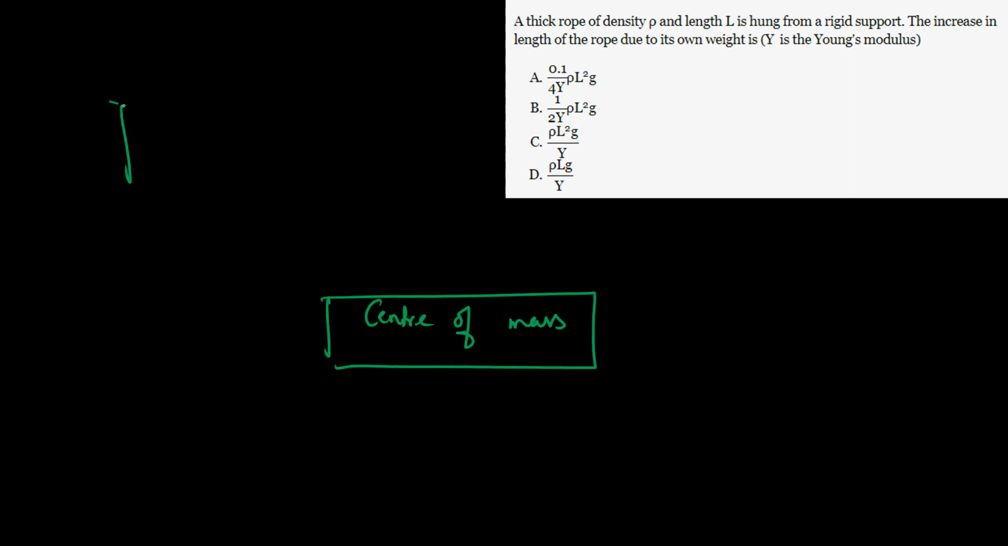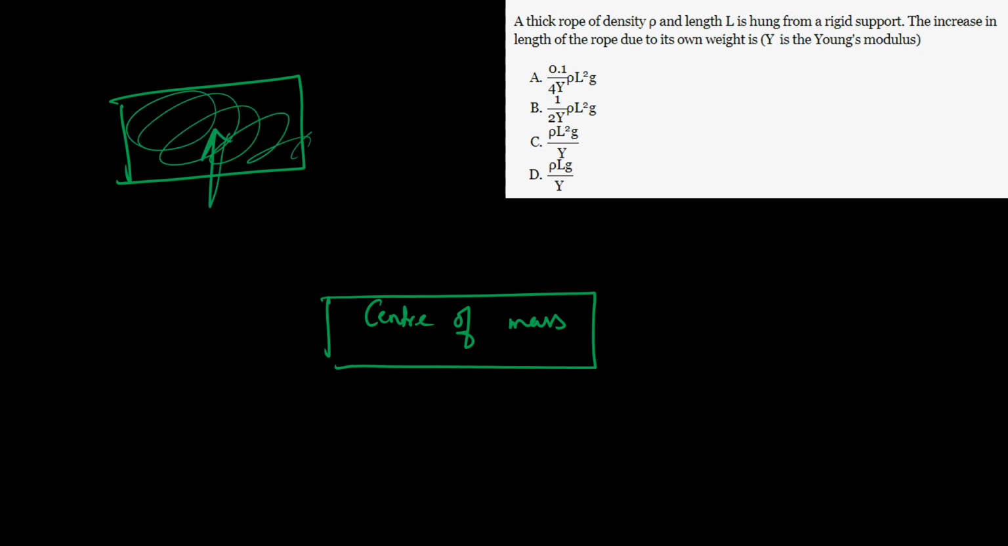Coming to the next question. A thick rope of density rho and length L is hung from a rigid support. The increase in length of the rope due to its own weight is what? So for these kinds of questions, you have to remember one thing, and I'll be telling you what that is. When I discussed rigid body, I told you about center of mass, right? What is the center of mass? If I have any mass, there will be a particular point where I can assume that all the mass is concentrated. That is known as center of mass.